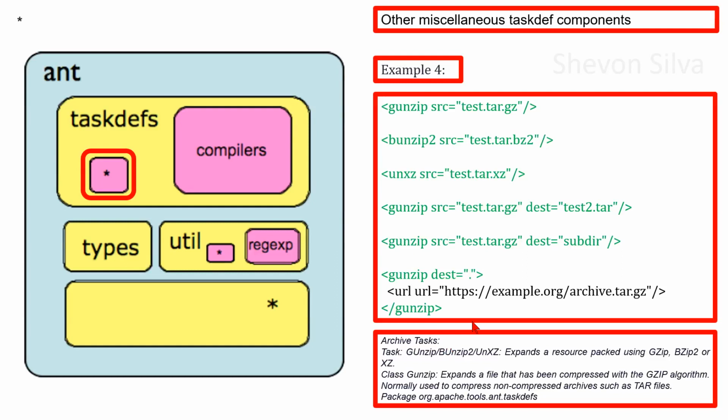Now we are considering archive tasks. Tasks gunzip, bunzip, and unxz expand a resource packed using gzip, bzip2 or xz. Here expand test.tar.gz to test.tar.